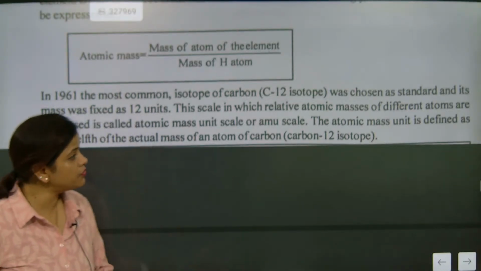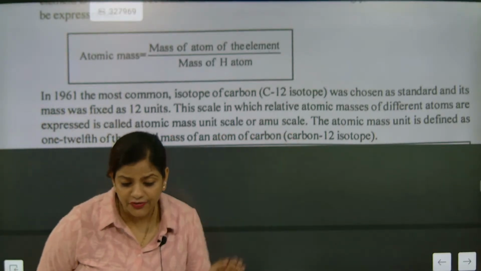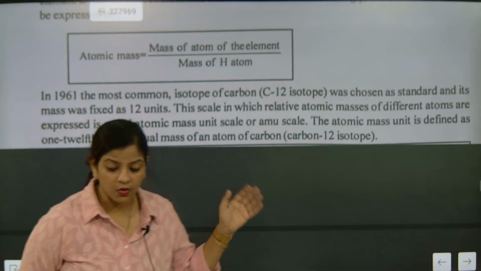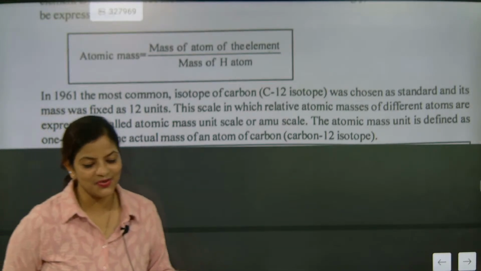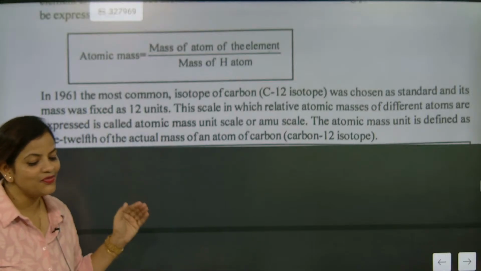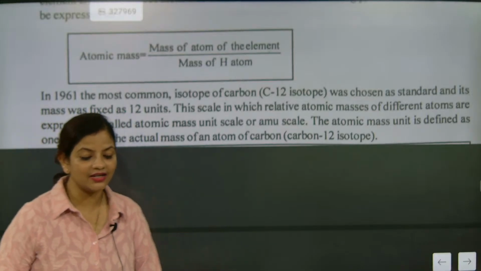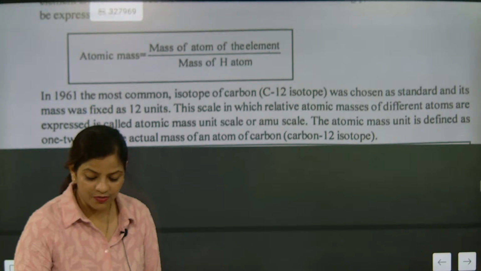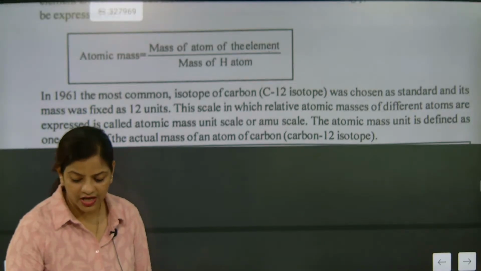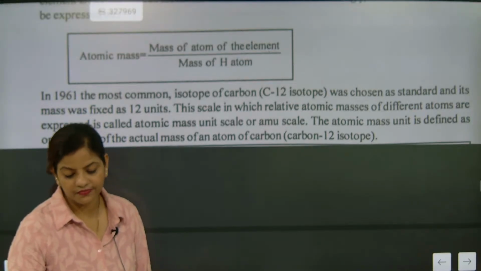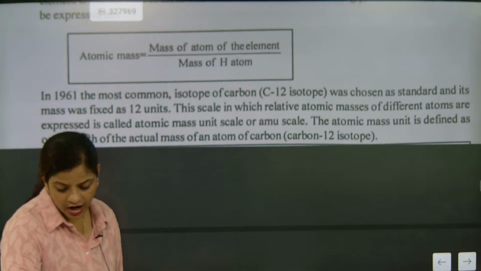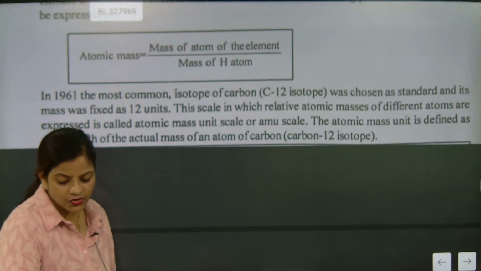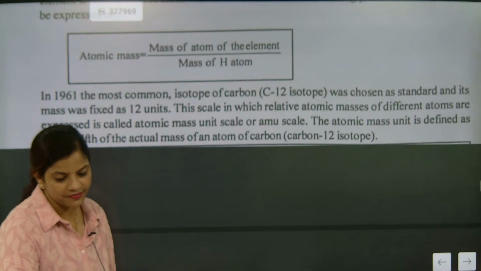So 1 AMU, atomic mass unit. What is the definition of AMU? Note down, beta. The definition of AMU is 1/12 of the actual mass of an atom of carbon.